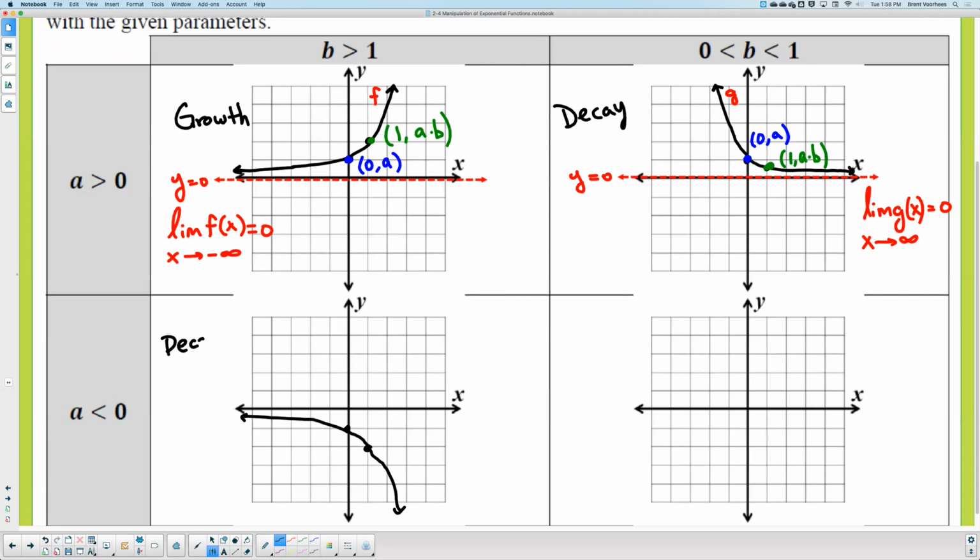This will also be decay. Now, if you're wondering, wait, what scenario is this? This is when a is negative and b is greater than 1. Go ahead and still put the same key features on. Get used to those. So we'll have that y is approaching y equals 0. These key features should not change. This should be 0 comma a. This point right here will be 1 comma a dot b.